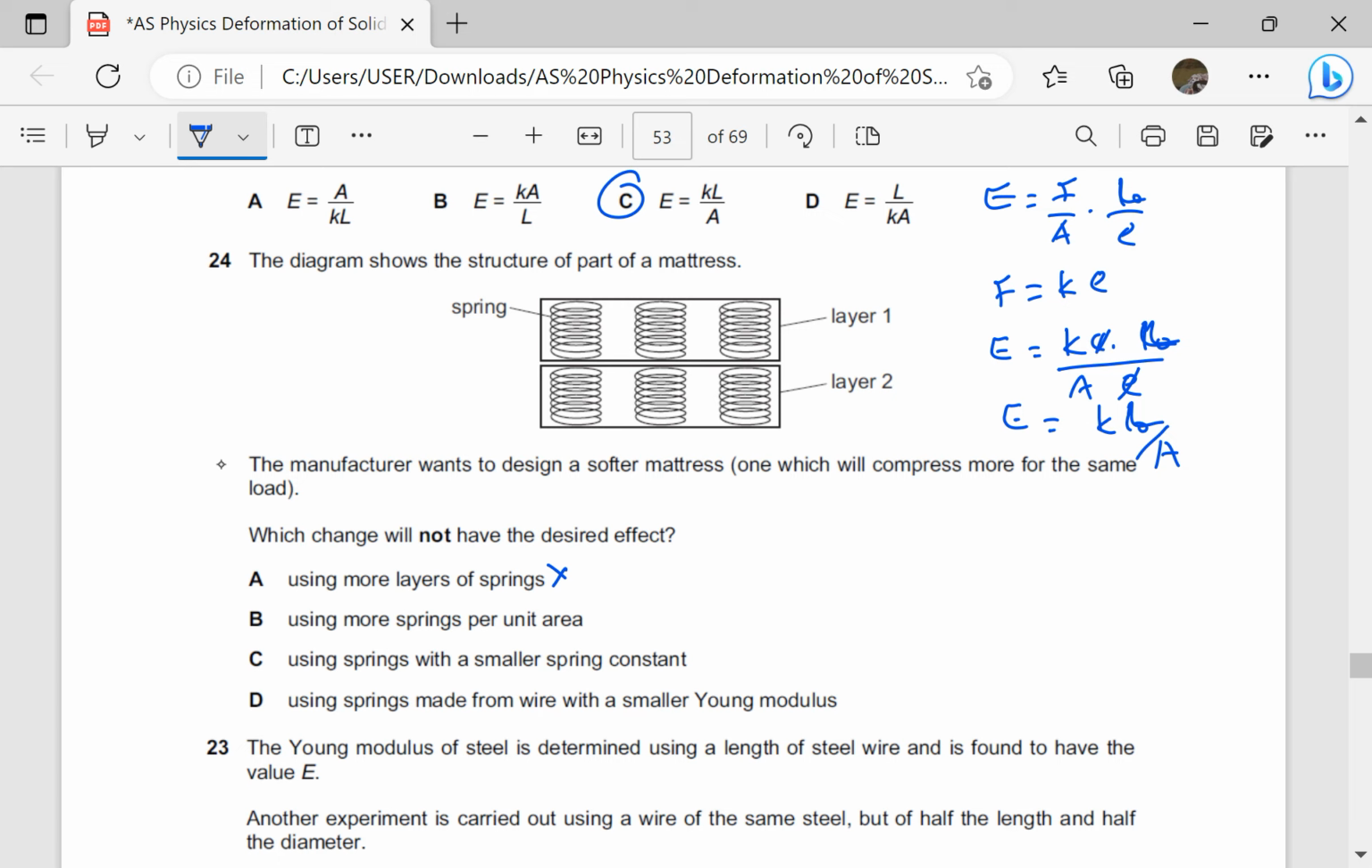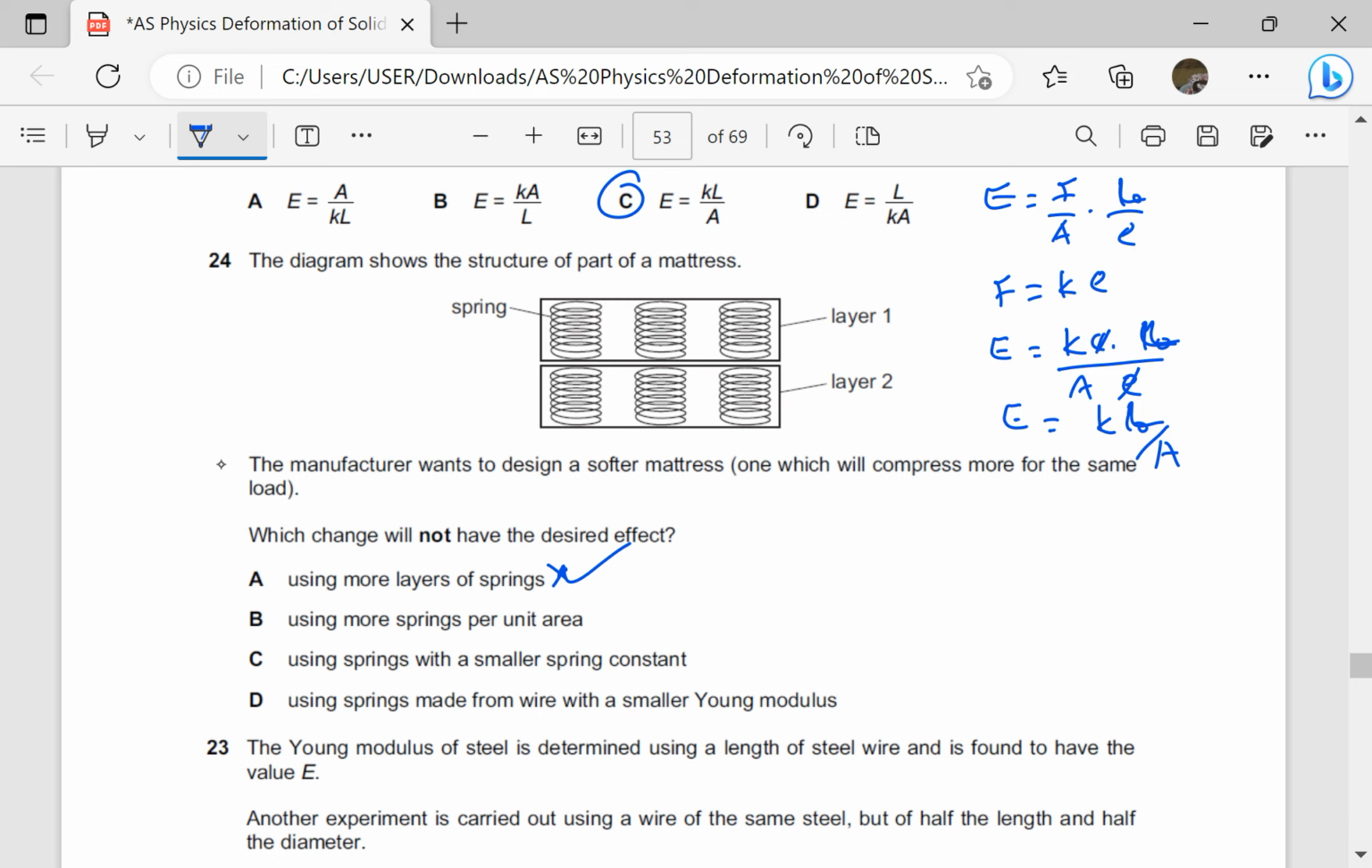Which change will not have the desired effect, because the manufacturer wants a mattress which will compress more for the same load. Using more layers of springs, okay, this one will increase the compression. If we add more springs, more layers, the total compression increases.